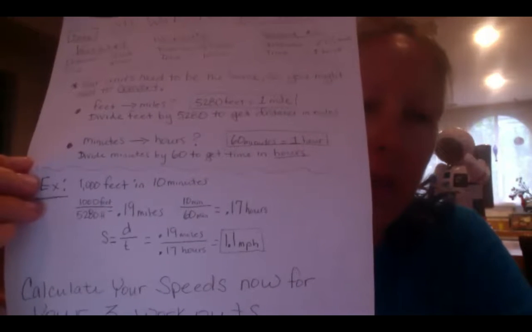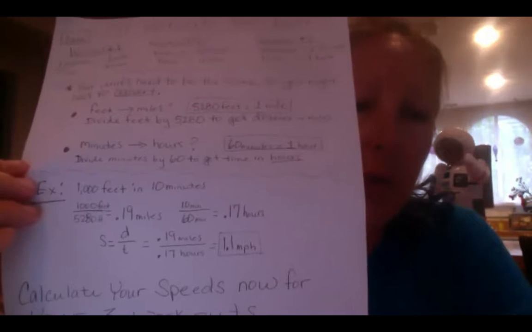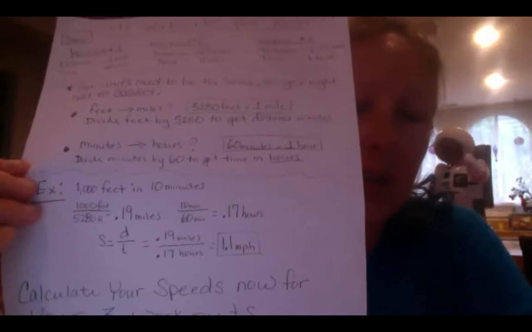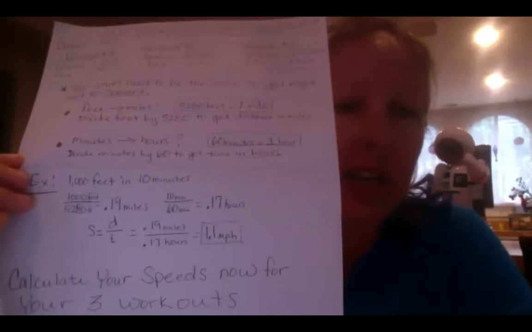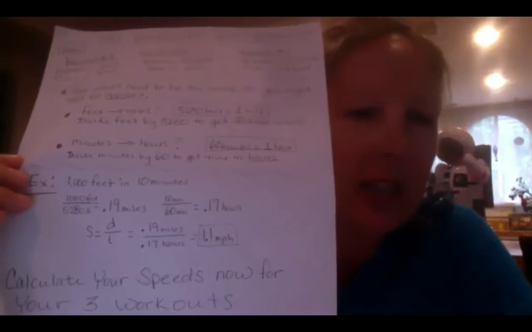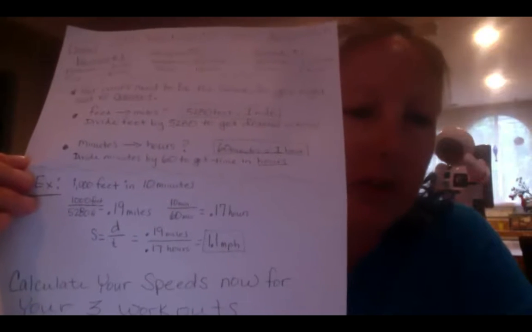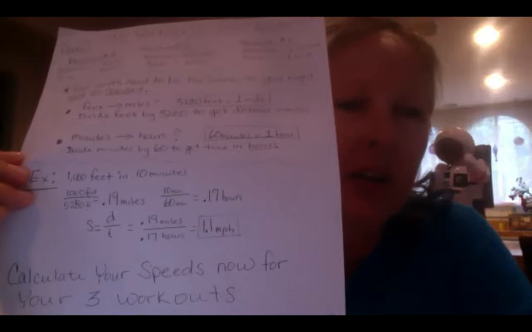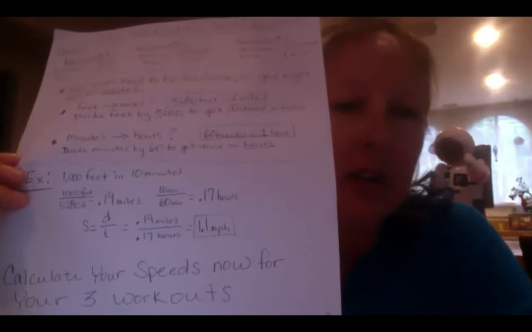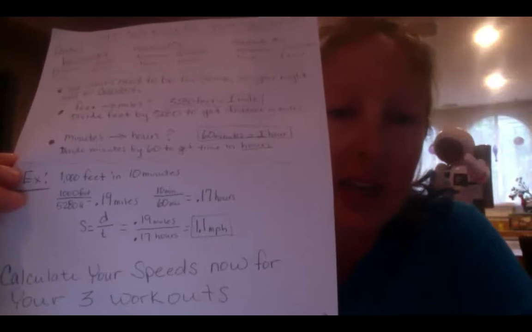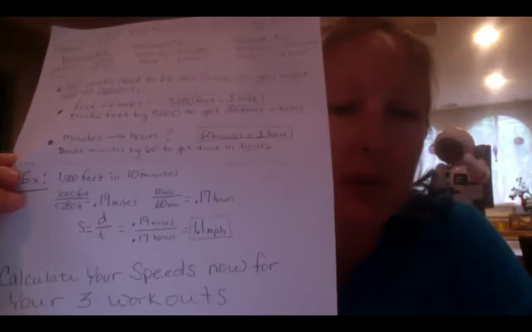That's about 19 hundredths of a mile. And then for the 10 minutes into hours, you would divide 10 by 60 and get 0.17 hours. And then to calculate your speed, which is what I want everybody to do next, you would do distance divided by time, which in my example here would be 0.19 miles divided by 0.17 hours. So in that example, that person would have been moving at 1.1 miles per hour.